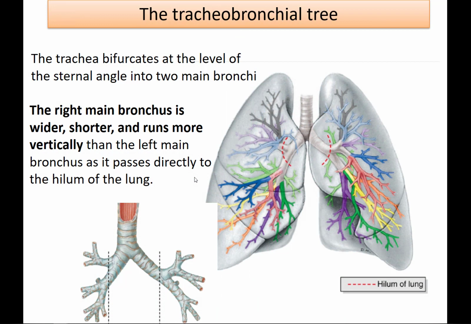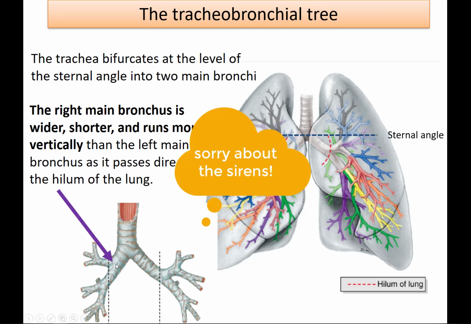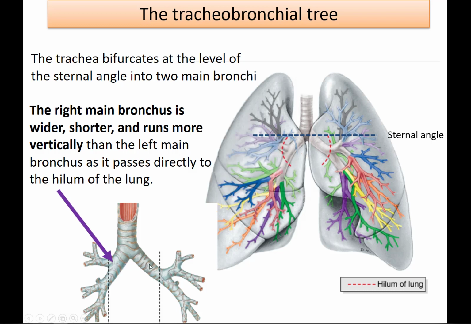The trachea is only so long. It will bifurcate at the level of the sternal angle, aka the angle of Louis, into the left and right mainstem bronchi, as you can see here. There's the sternal angle. Here is the right mainstem bronchus. On the other side is the left mainstem bronchus. You can see that the right mainstem bronchus is wider, shorter, and runs a little bit more vertically than the left mainstem bronchus as it passes directly to the hilum of the lung.